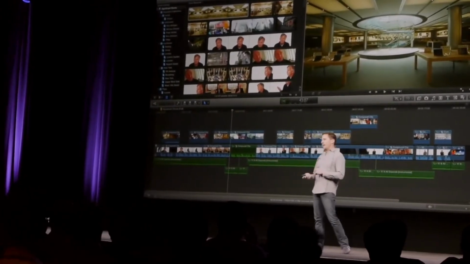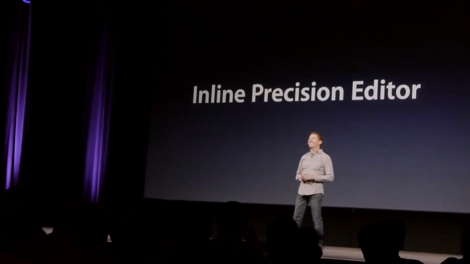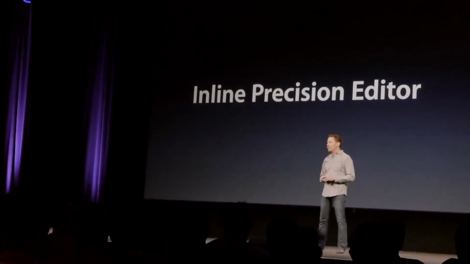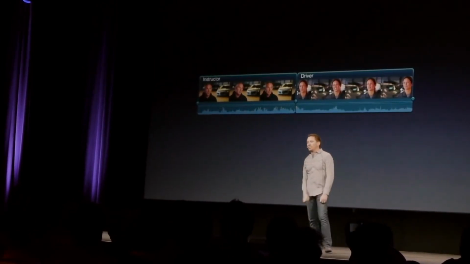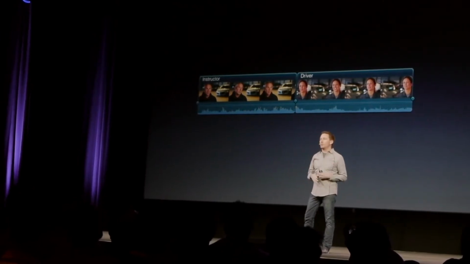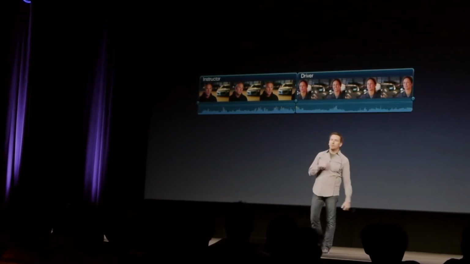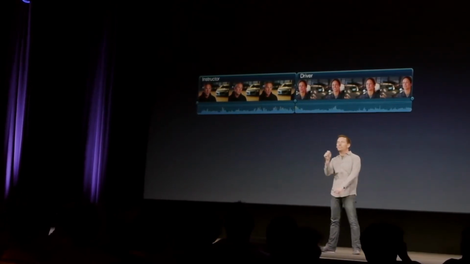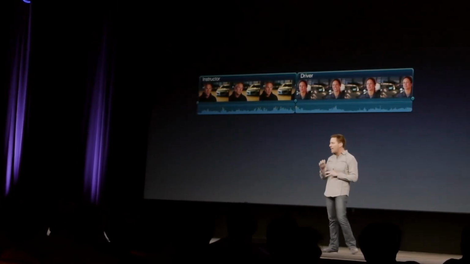Which brings me to the next thing I want to talk to you about, which is the inline precision editor. This is pretty cool. So, standard editorial operations for cutting between clips basically make up the bread and butter of what everybody's doing in Final Cut on a daily basis. And we've got all of the tools that you've come to know and love, or maybe you've come to know and hate in terms of ripple, roll, slide, three-point editing, all of those kind of things. Those are critical to the editorial process.